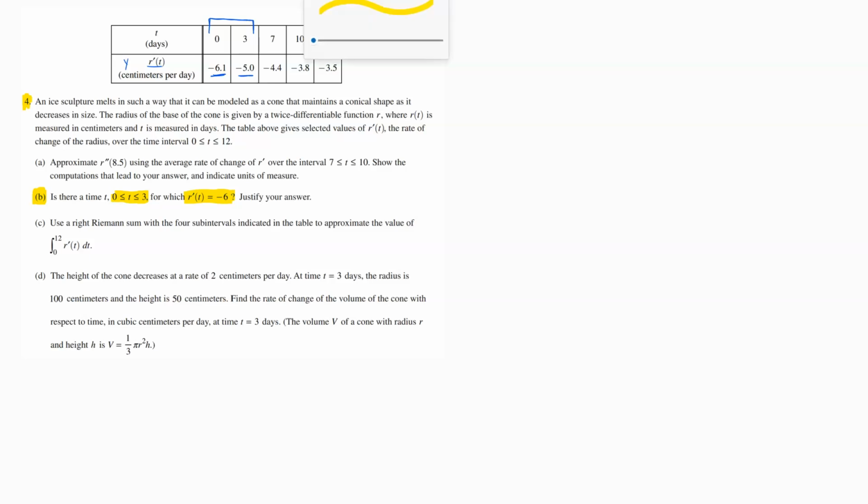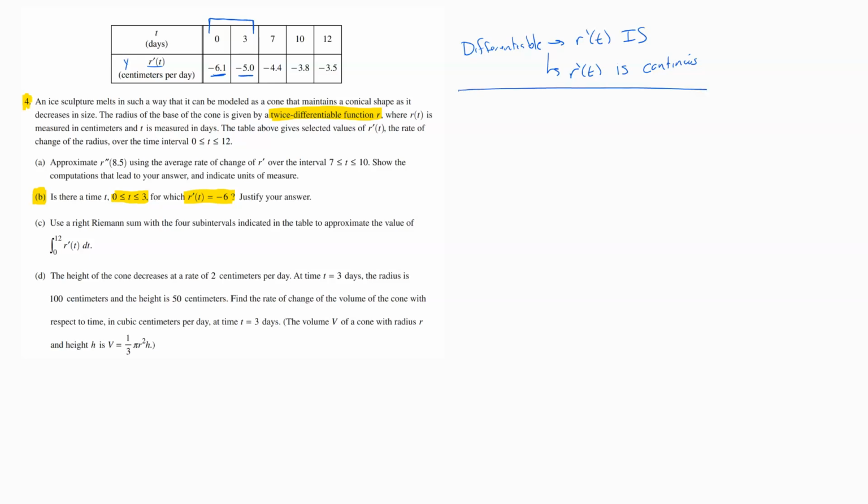Well, what we're going to be doing is using the fact that this is a twice differentiable function. So because it's twice differentiable, we know r prime of t is differentiable. And because it's differentiable, it also has to be continuous. That's one of the requirements of being differentiable. So we know r prime of t is continuous. That would be the start of what I would tell them as far as justification. Then from there, what we're really looking at here is the intermediate value theorem.